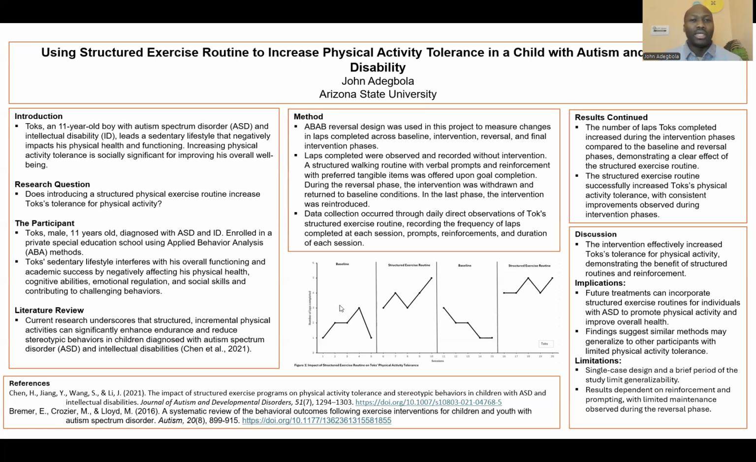If you look at the graph right here, when the intervention was introduced, it was backed up with the instruction and the preferred reinforcement, a tangible item that is given to Tox whenever he completes a lap. We see that there was an increase in the physical activity tolerance of Tox. If you look at the graph on the screen, it went to 3, then it moved to 4, and it peaked at 5 laps right here, in the first intervention stage.